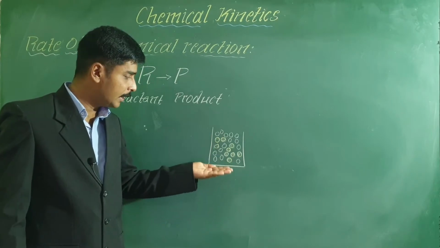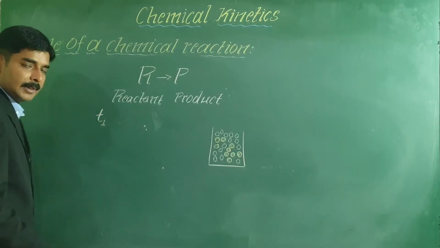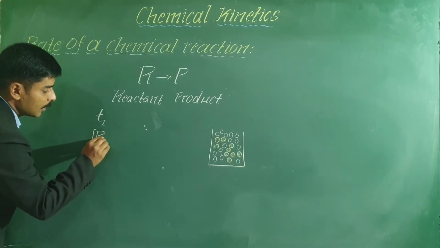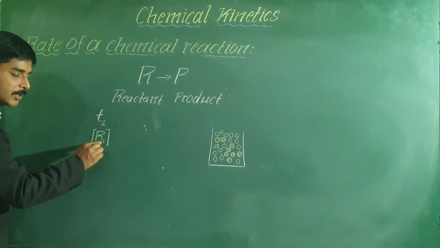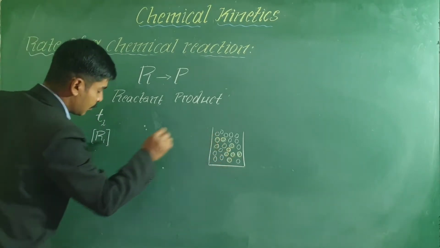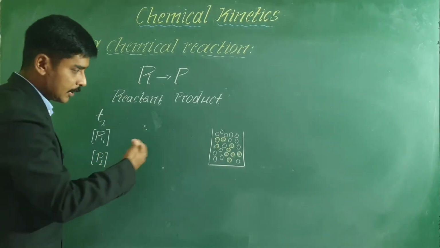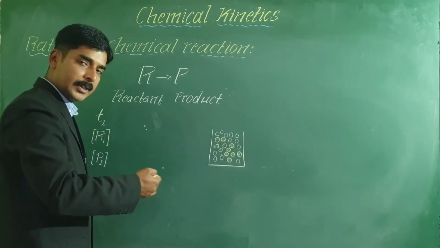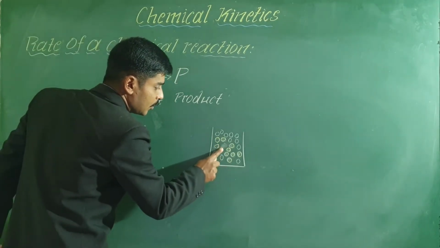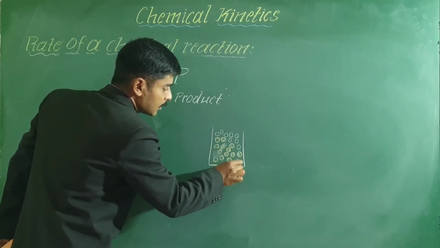Now let us assume that at a certain time T1, the concentration of the reactant in the reacting vessel was R1. This is the molar concentration of the reactant. At the same time, the concentration of the product was P1. Now, the reaction continues after a certain time T. Let us assume that after a certain time T, most of the reactants are converted to product. That is, more and more products are formed.